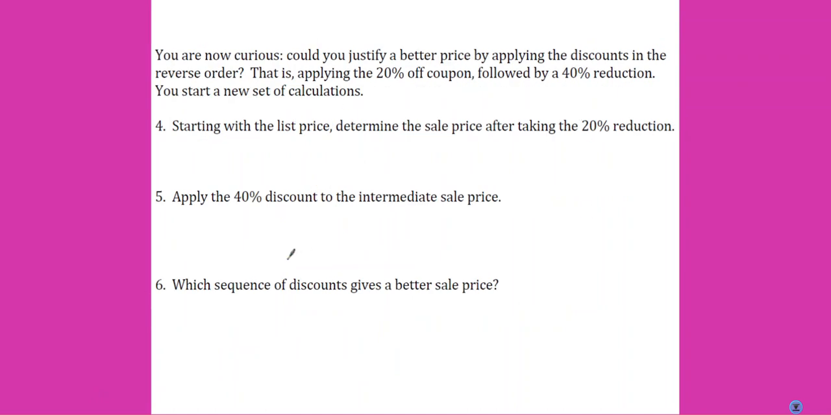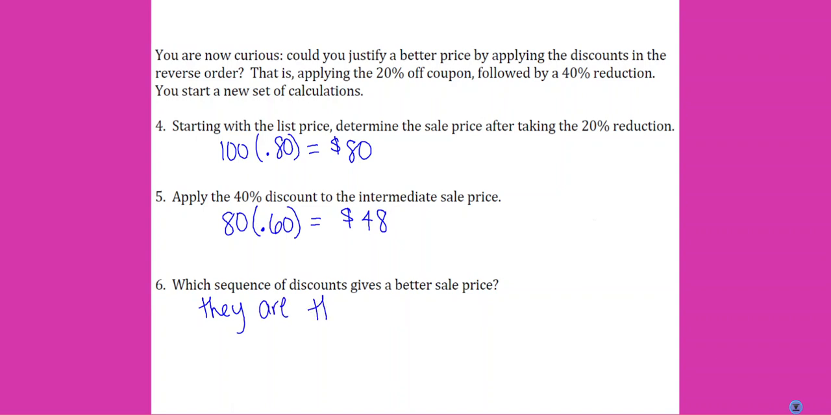So what if we did it in the opposite order? What if we took the $100 jacket and applied the 20% coupon, which we said would be a 0.80 decay factor. That brings the jacket down to $80. Take the $80 and use the 40% discount, which we said is a decay factor of 0.60. The jacket's still $48. So which sequence of discounts gives the better sale price? They are the same.